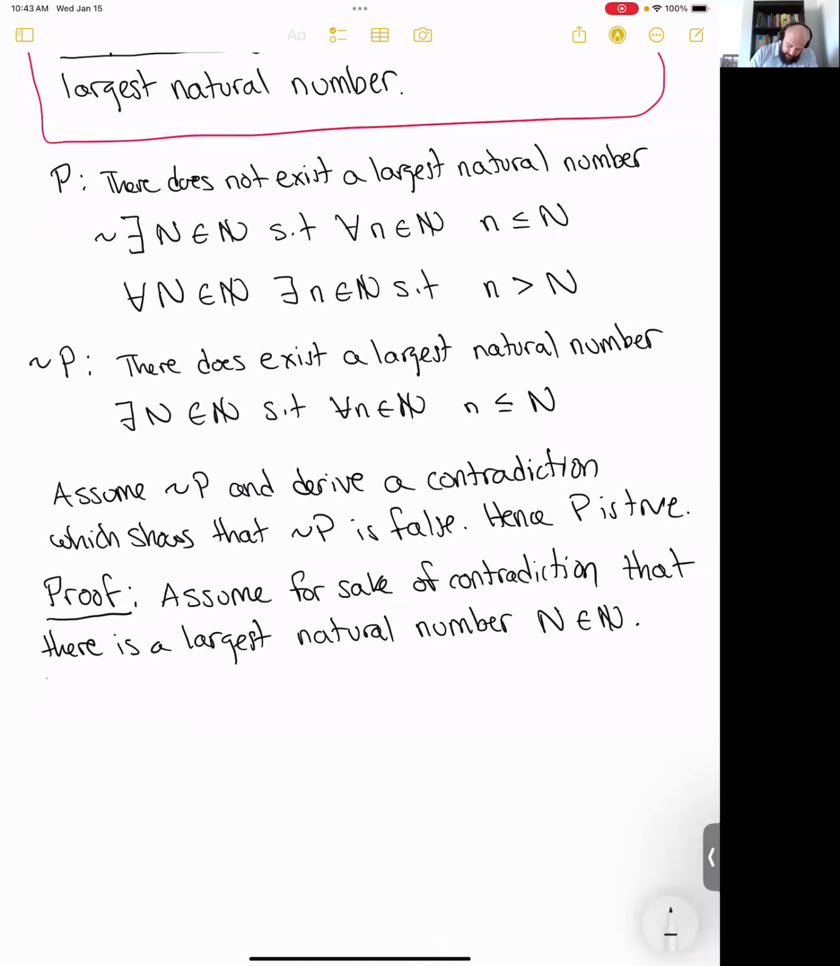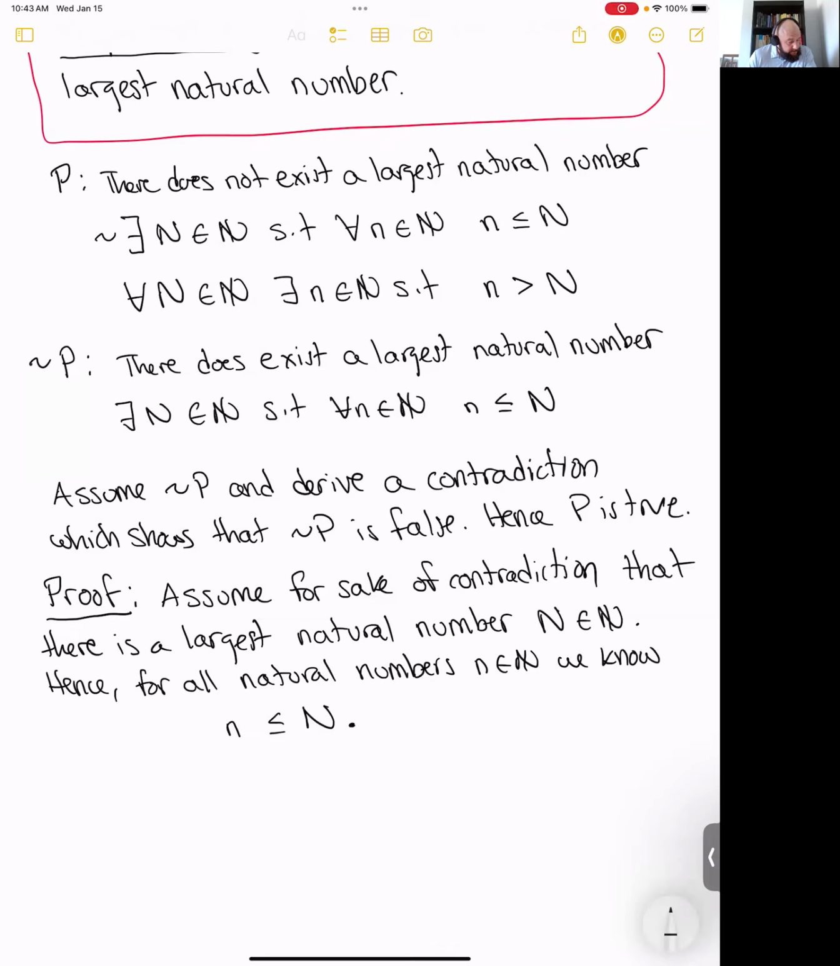Okay, so hence for all natural numbers little n, we know that little n is less than or equal to capital N. Okay, we already said this to ourselves when we were doing the strategy, in quantified form. Oftentimes in a proof, we like to write things in words.